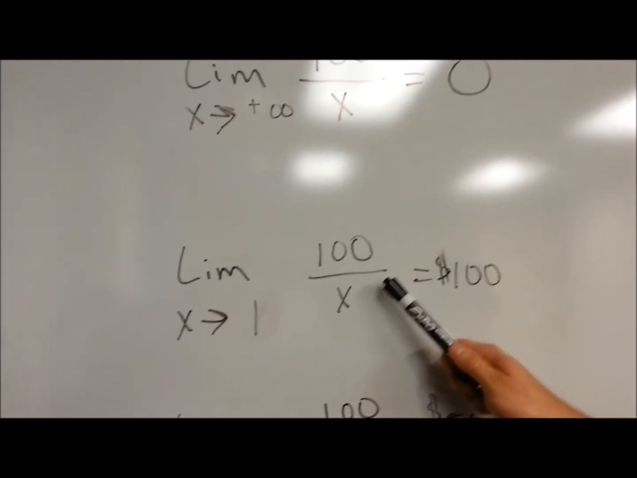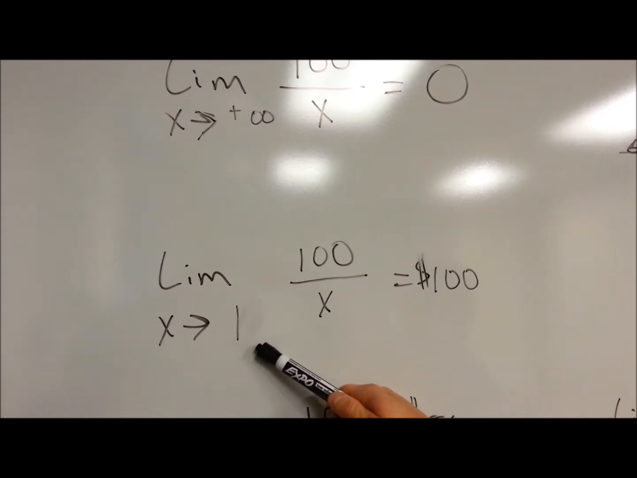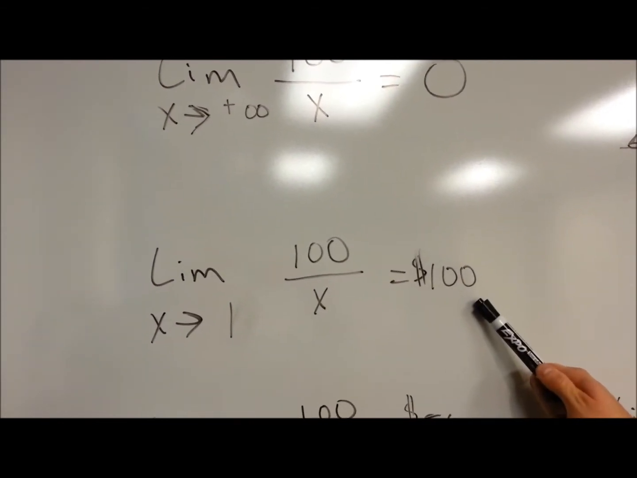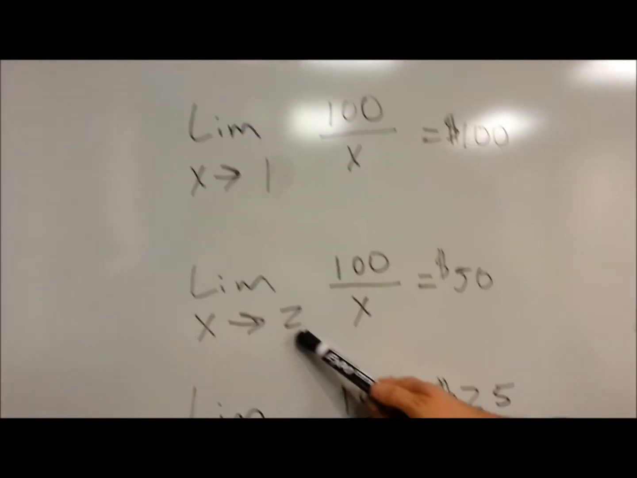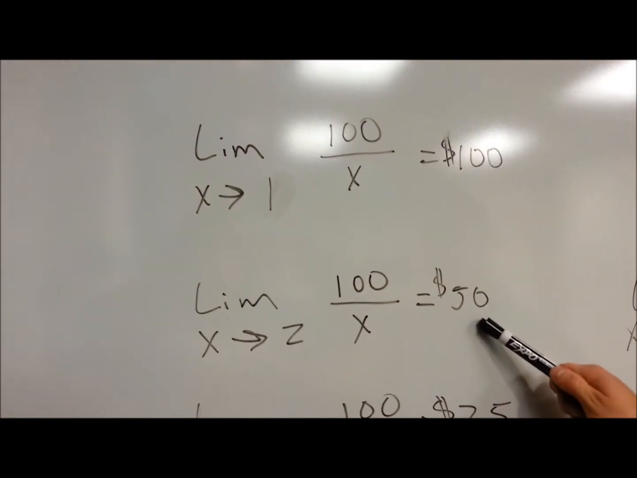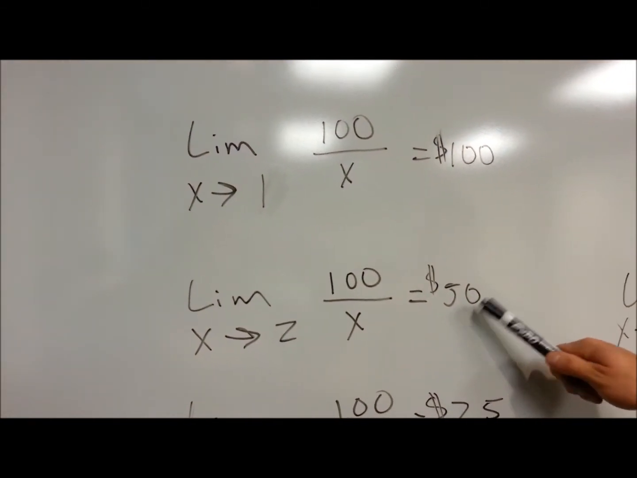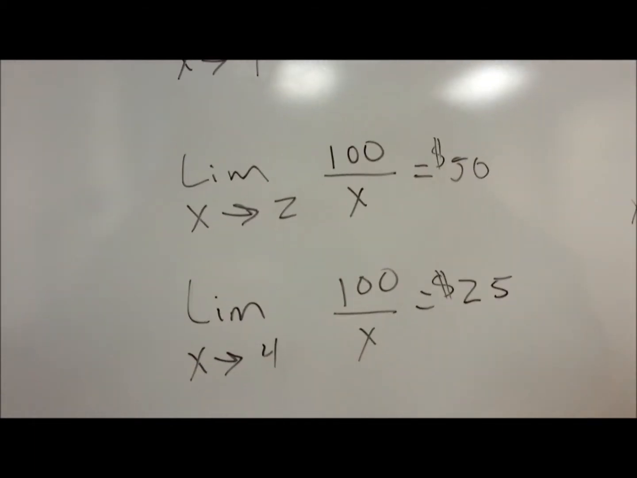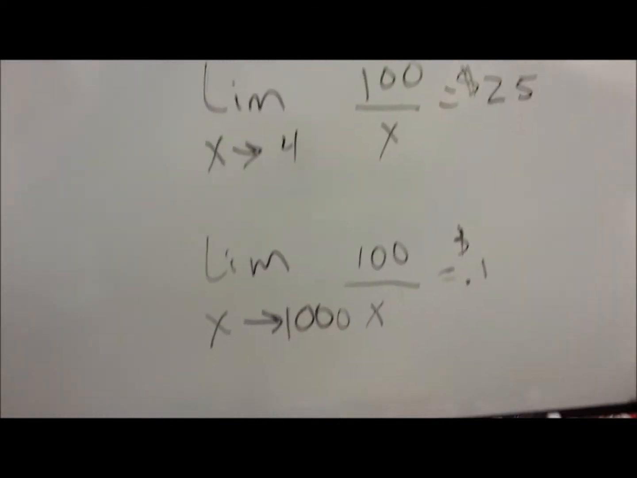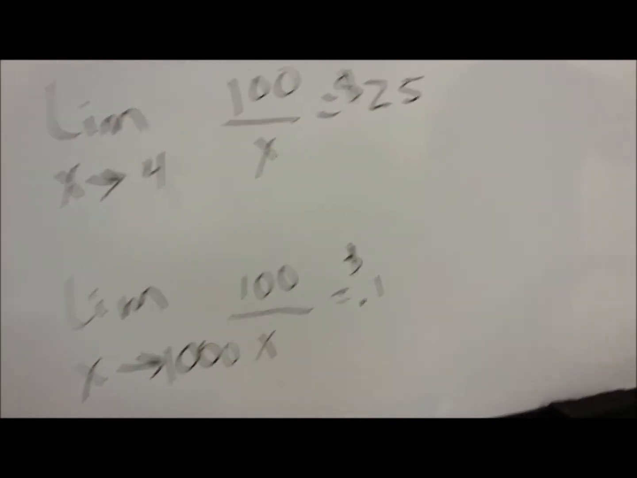So if we had a $100 bill and we divided it by one person, that one person would get $100. If we had a $100 bill divided by two people, they'd each get $50. As x gets larger and larger, each person is going to receive less and less of that $100 bill.